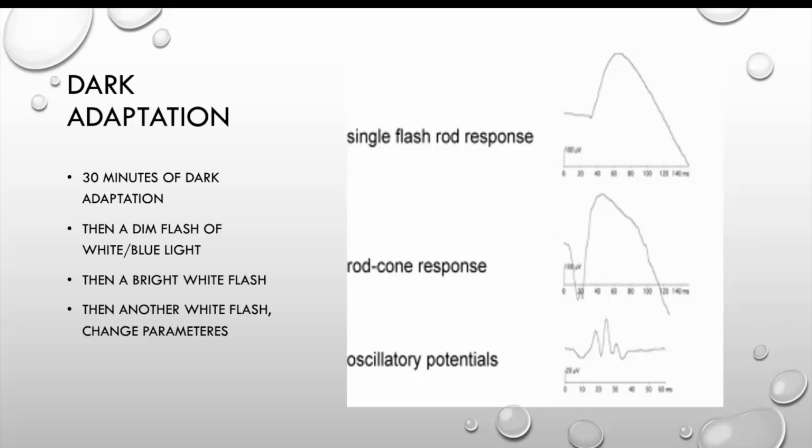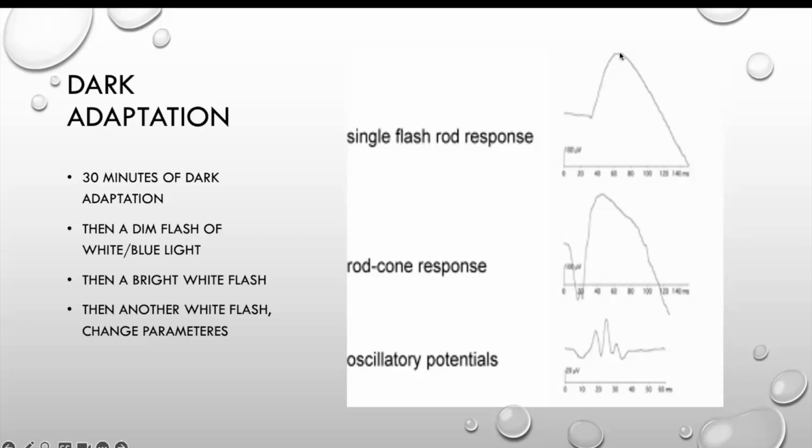Then your oscillatory potentials are slightly different parameters. So you give them another bright white flash, but this is essentially looking at how everything responds within the B wave. So what you're looking at there is almost like a magnified version of that ascending B wave here.